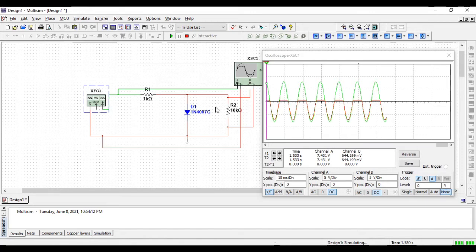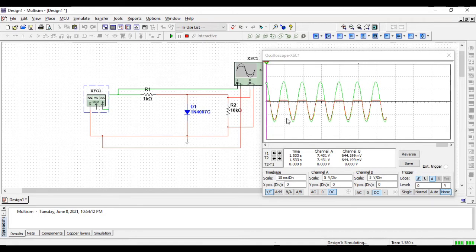On the other hand, when the negative cycle is applied to the circuit, the diode becomes reverse biased and looks like an open circuit, offering infinite resistance. And we know that current cannot pass through it, as I just said that it offers infinite resistance. So no current will pass through this branch, and all the current will pass through the load. That is why we see the same output for the negative cycle as the input. So yeah, that was it.